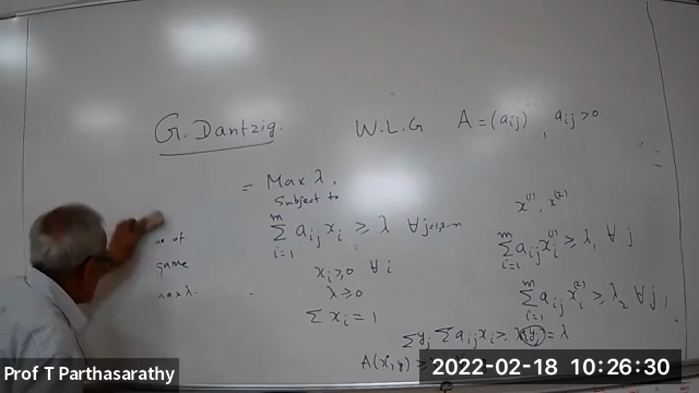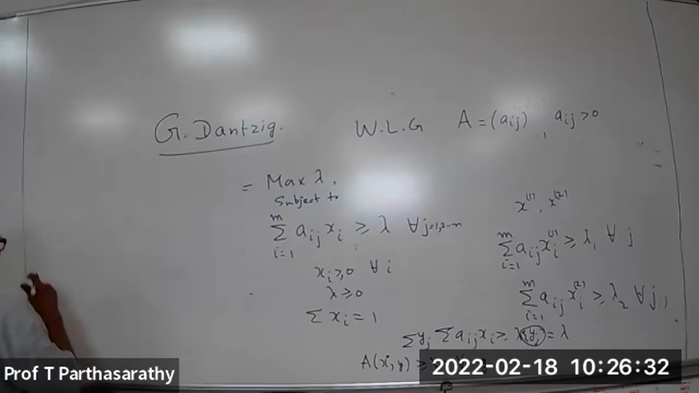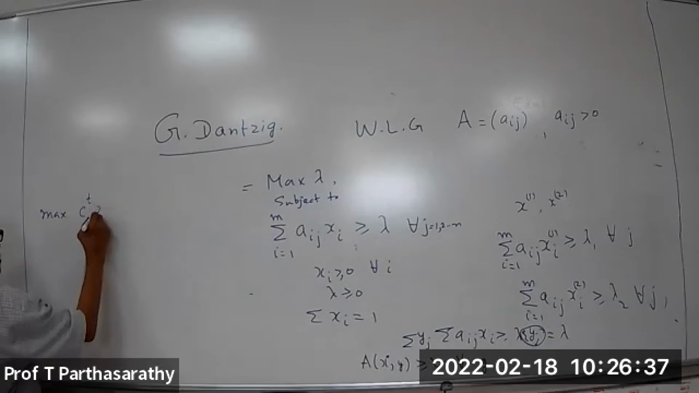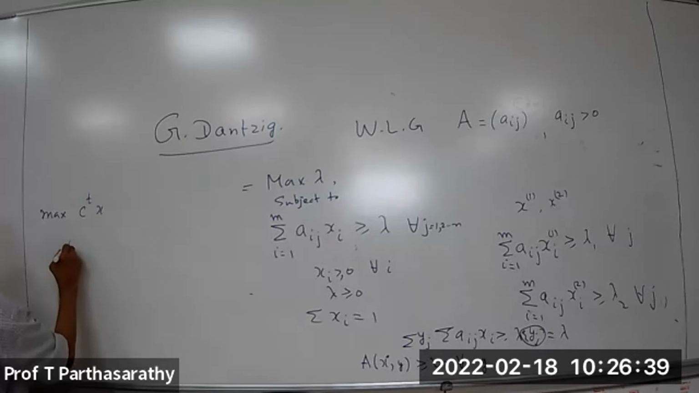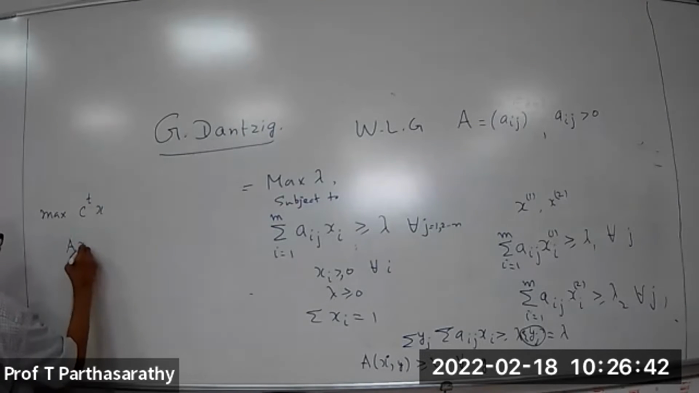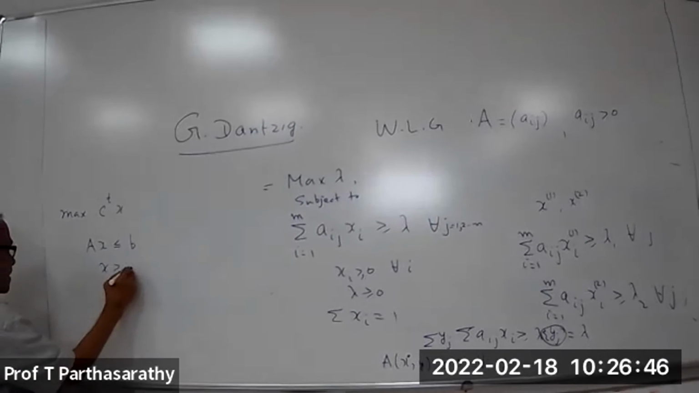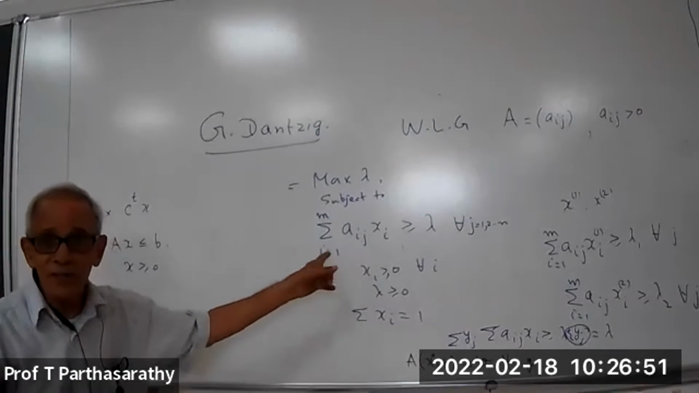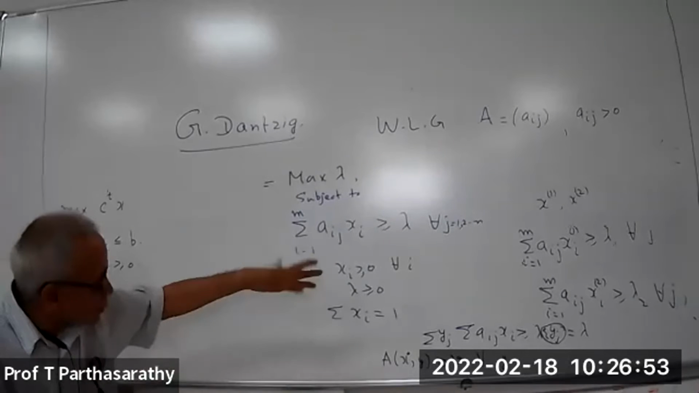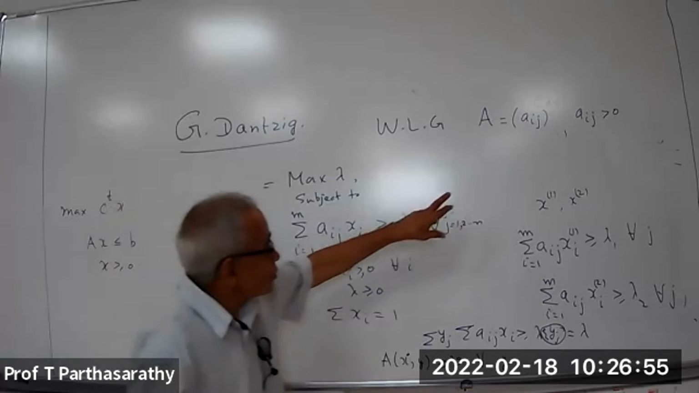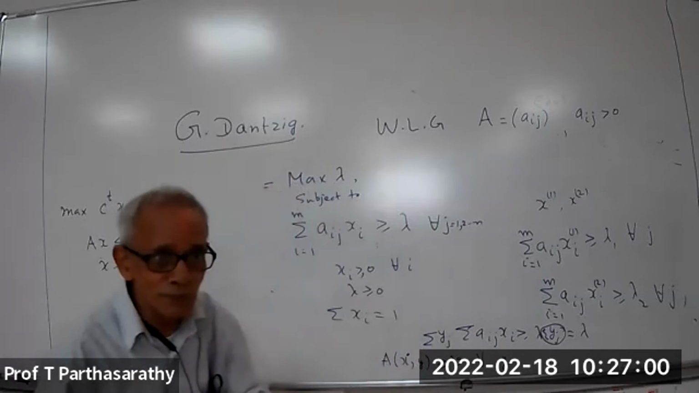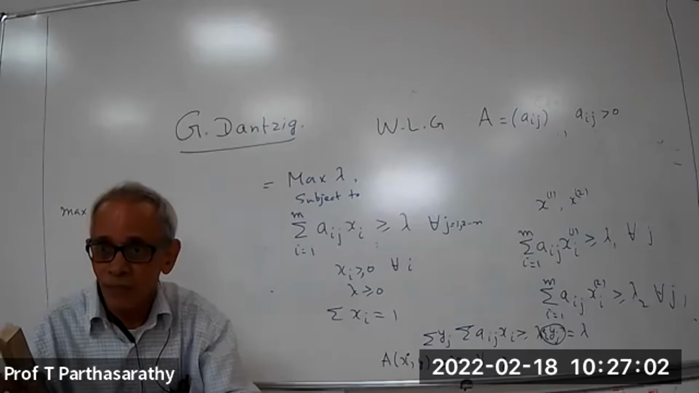That is, what I am trying to say is max of C transpose X subject to AX less than or equal to B. That's what you write, X greater than or equal to 0. This is how you write the maximum problem. But here the inequality is in the different direction. AX. But you can solve this problem because since you assume Aij is positive, this lambda has to be positive, the solution. Is that clear?